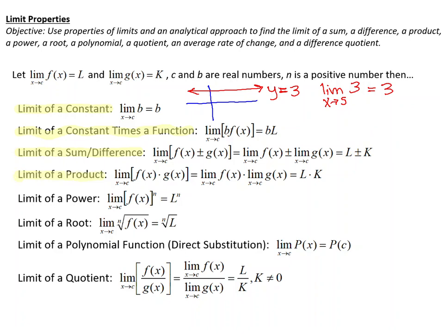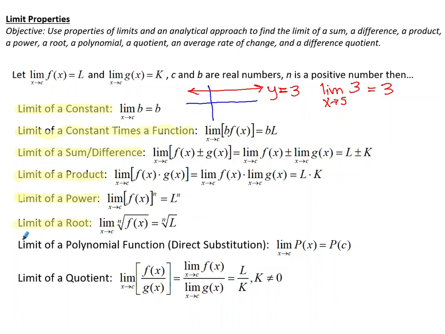We've got the limit of a product, where basically we're doing the same thing as what we do with sums and differences. If we're multiplying two functions, we just take the limit of each function separately and then multiply their limits together. The limit of a power, which is basically the limit of a product. If we're taking the limit of a function raised to a power, we can simply take the limit of that function and raise it to that power. Similarly, the limit of a root: the limit of the root of the function equals the root of the limit of that function.